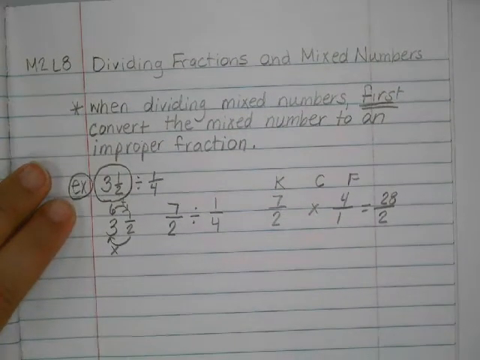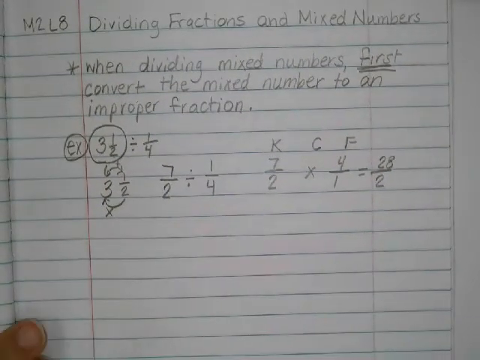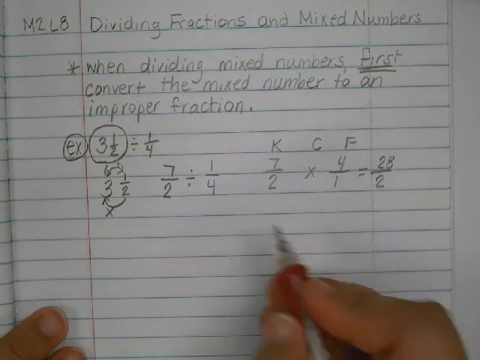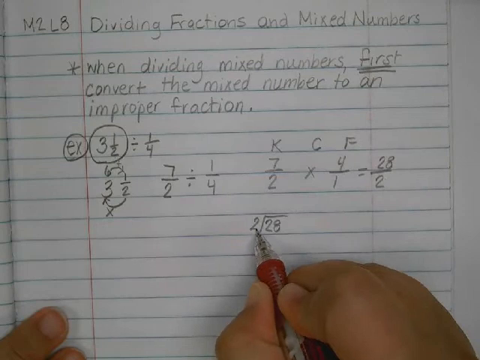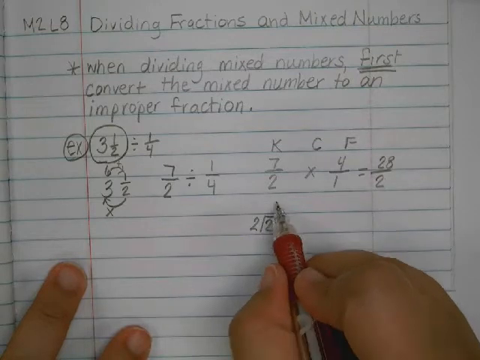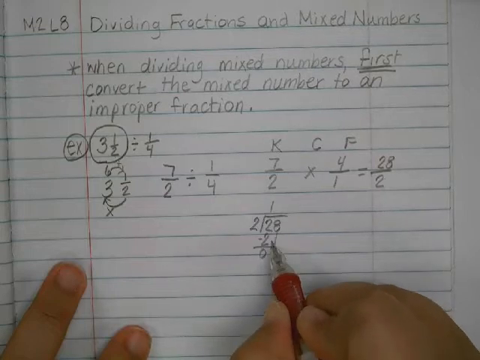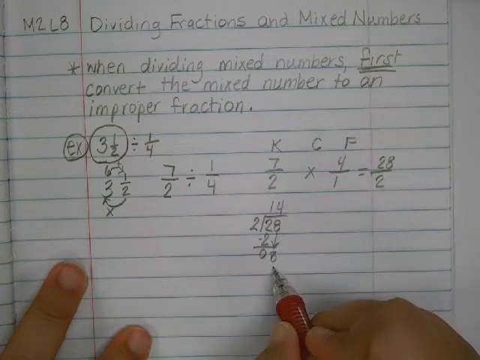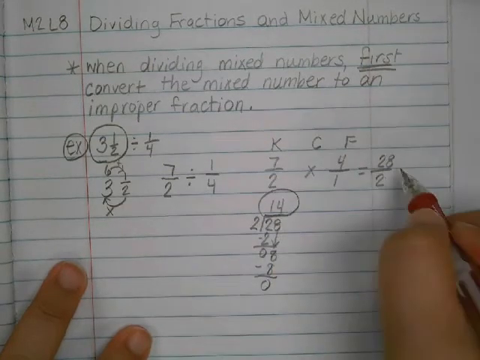Since I'm left with an improper fraction, I'm also going to convert that either to a whole number or back into a mixed number. So I do that by dividing my numerator by my denominator. So that's 28 divided by 2. How many 2's are in 2? 1. And 1 times 2 is 2. Subtract. Bring down my 8. How many 2's are in 8? There are 4 2's in 8. So 4 times 2 is 8. Subtract. I have my 0. So this becomes my converted answer.